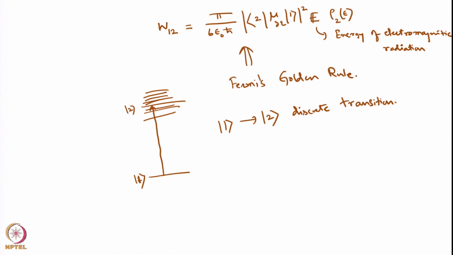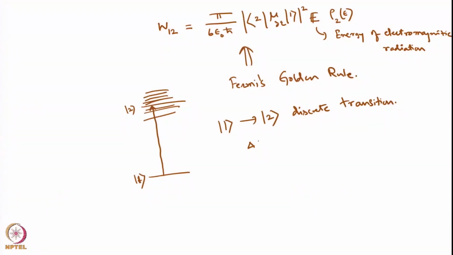Now, apart from that, when you are looking at this discrete transition, this will happen, let us say, at delta E 1 2 or 2 1, which is equal to h nu 1 2. It will happen at a very specific wavelength or a very specific frequency nu 1 2.